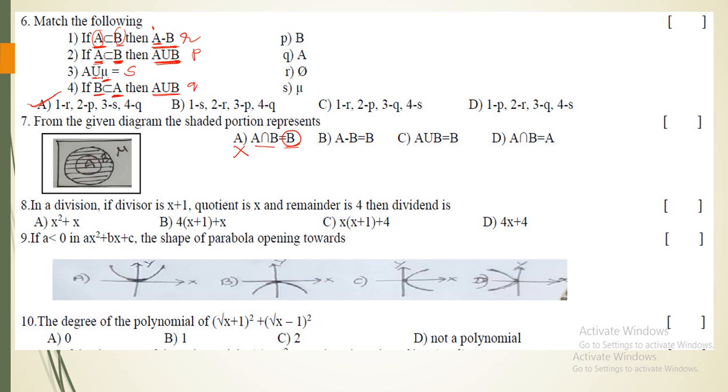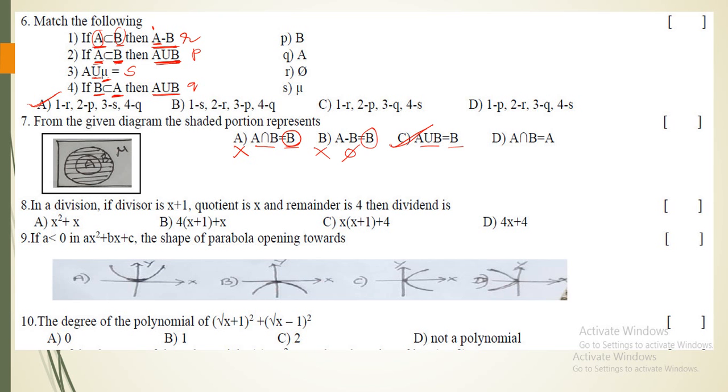A minus B is equal to B. But what do we know? Since A is a subset, A minus B is empty. But he has given the answer as B. Hence this is also not correct. Next, A union B is equal to B. So A union B is equal to B is nothing but my answer.